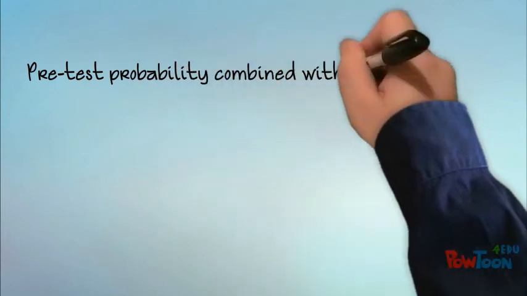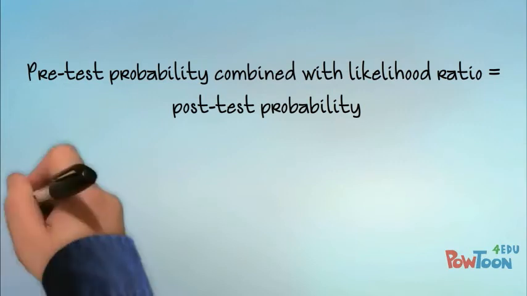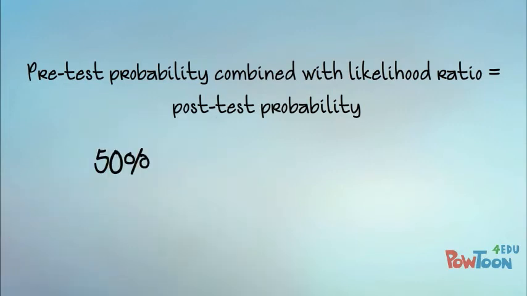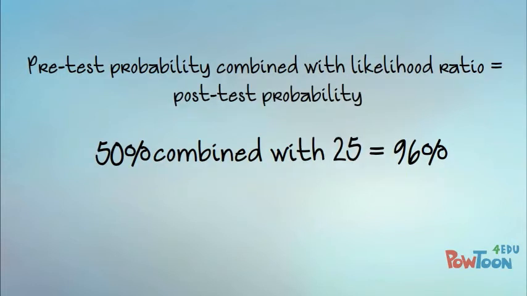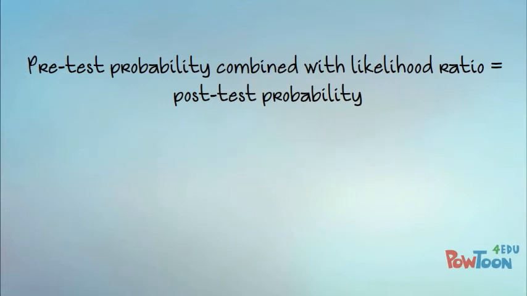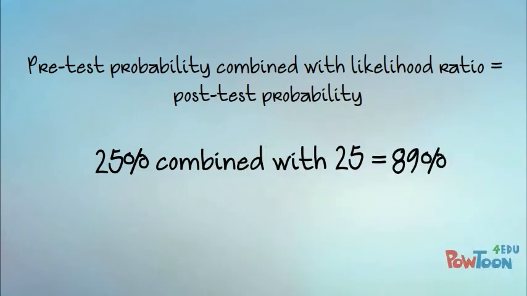Remember, pretest probability combined with likelihood ratio gives post-test probability. Let's say we determine pretest probability for our patient to be 50%. Combined with the likelihood ratio of 25 gives a post-test probability of 96%. Don't worry about the maths behind this, we will come to that later. Just be aware that there is a way of combining pretest probabilities with likelihood ratios to give post-test probabilities. By comparison, if the pretest probability had been 25%, combined with the likelihood ratio, we would get a post-test probability of 89%.